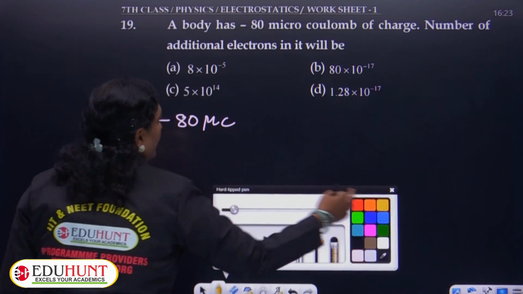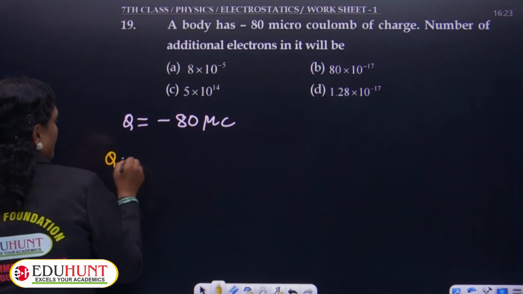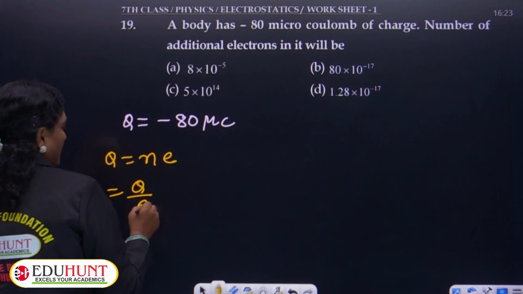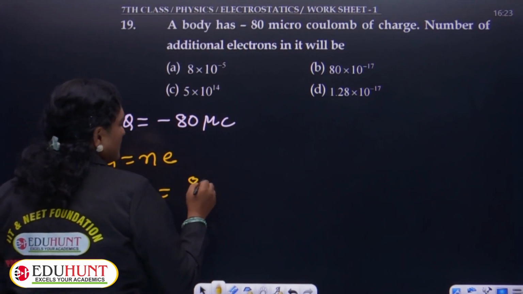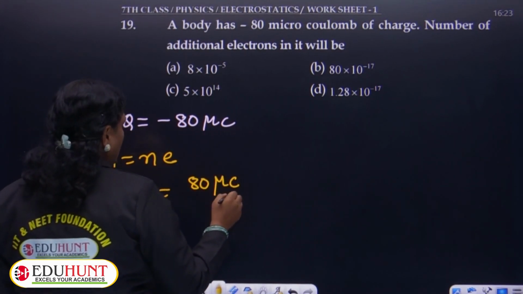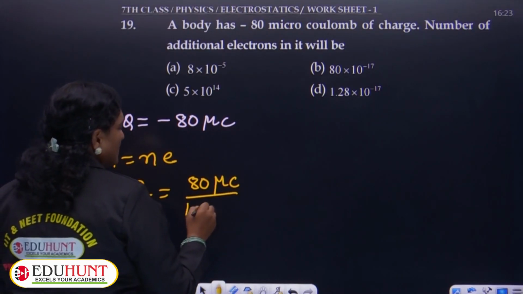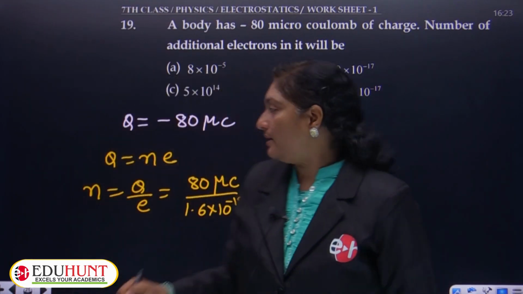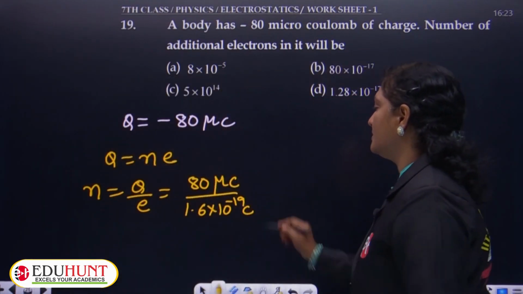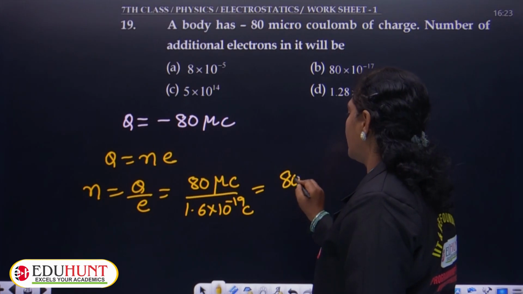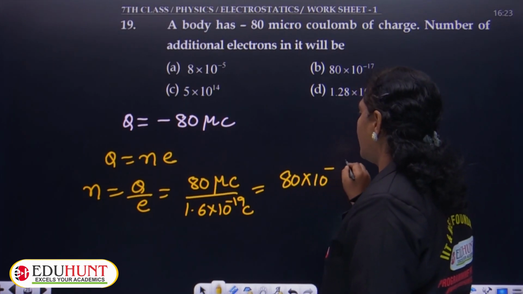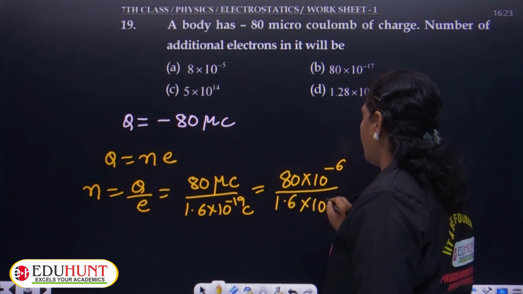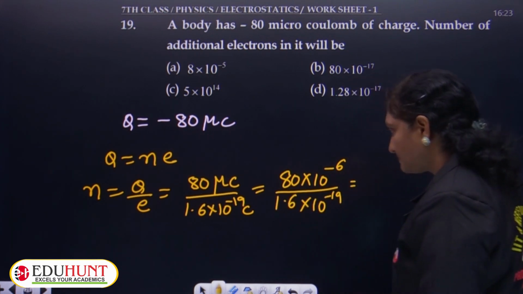So, the value of N: since the value of Q is equal to Ne, it indicates that the value of N is equal to Q by e. Charge is given as 80 microcoulomb, and the charge of an electron is 1.6 into 10 power minus 19 coulomb. Here it is measured in microcoulomb and here it is in coulomb. Simplifying further gives 80 into 10 power minus 6 coulomb upon 1.6 into 10 power minus 19 coulomb.